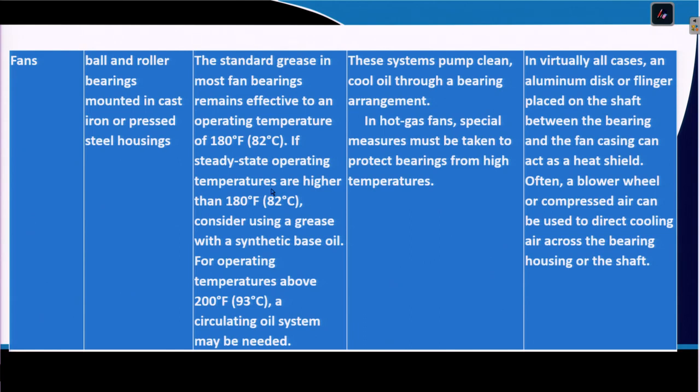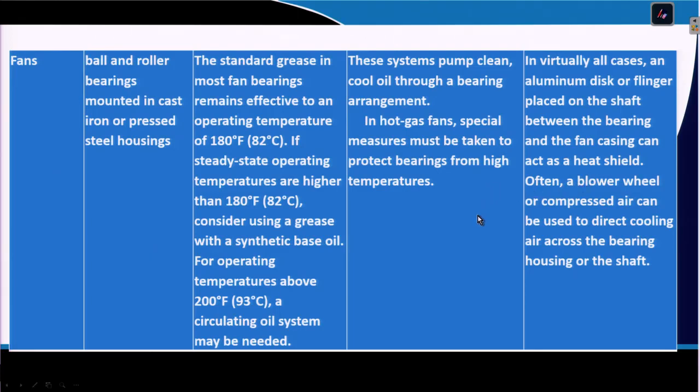So, that is why we will have to properly maintain the lubrication, and you will have to see that there are no obstructions. The ventilation and all should be proper in any type of equipment. Wherever the bearings are, that area should not be congested, and the heat dissipation should be proper. So, in all cases an aluminum disc and flinger is placed on the shaft between the bearings and the fan casing, so that it can act as a heat shield, so that overheating does not take place.